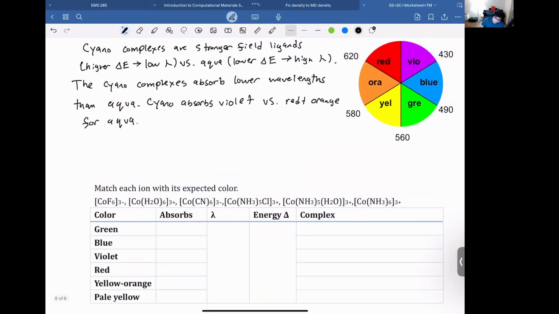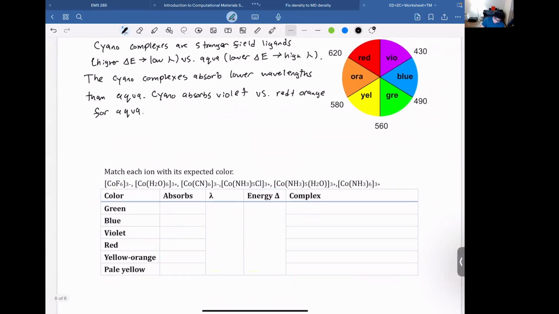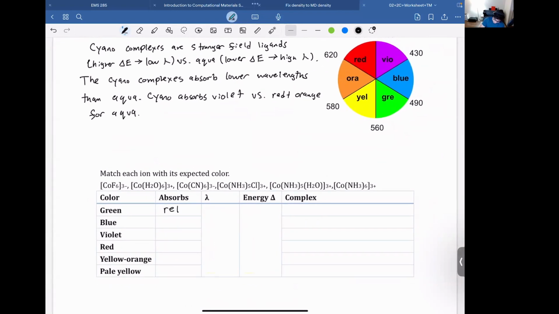So looking at the colors and the way they absorb, again, you're just looking at opposite on the color wheel. So green is opposite to red, blue is opposite to orange, violet is opposite to yellow, red is opposite to green, yellow, orange is opposite to violet, blue. It's like right in between. And then we put a dash. And then pale yellow is violet. Red, orange, yellow.